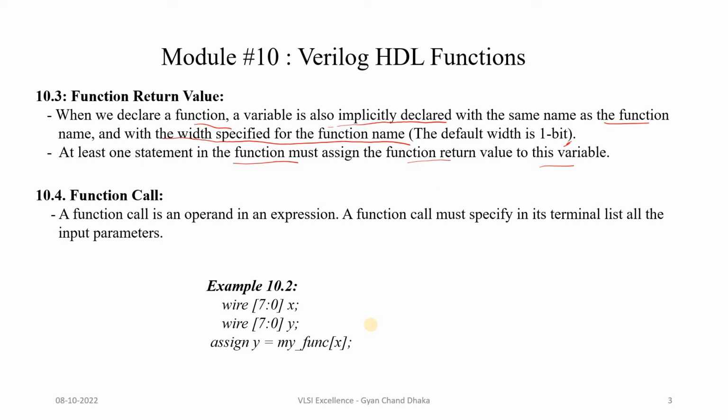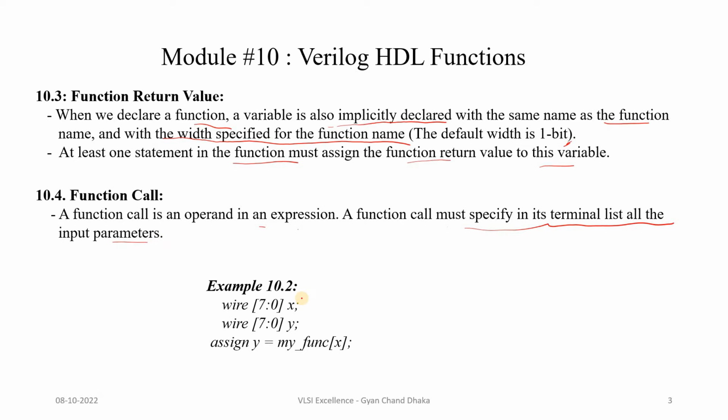Now let's see the function call. A function can be an operand in an expression. Whenever that expression executes, that function will be called, and whatever the return value of that function is will be used in the statement evaluation. A function call must specify in its terminal list all the input parameters. So whatever the input parameters of the function are, we should specify them.